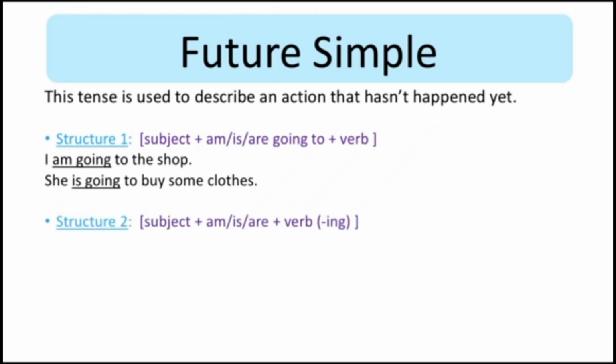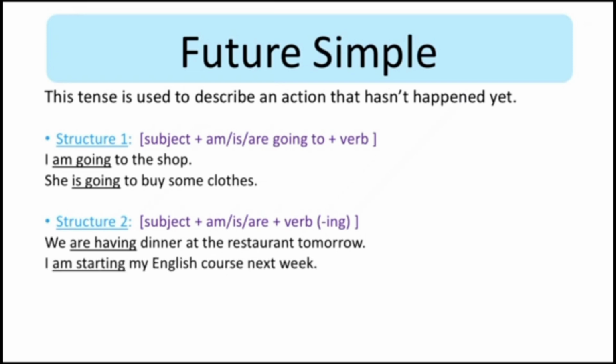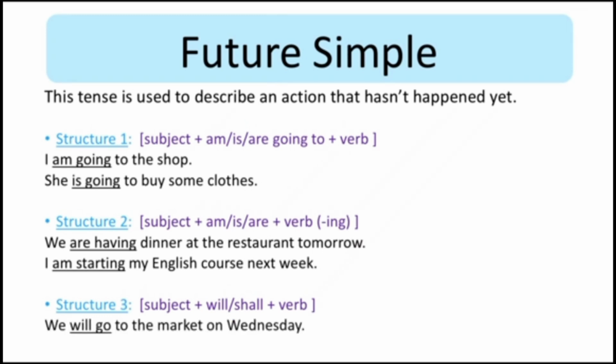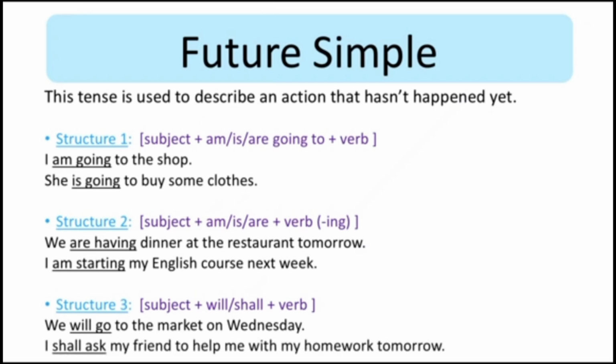Structure 2 is a subject plus am, is, or are plus a verb ending in ing. We are having dinner at the restaurant tomorrow. I am starting my English course next week. Structure 3. We have the subject plus will or shall plus the verb. We will go to the market on Wednesday. I shall ask my friend to help me with my homework tomorrow.